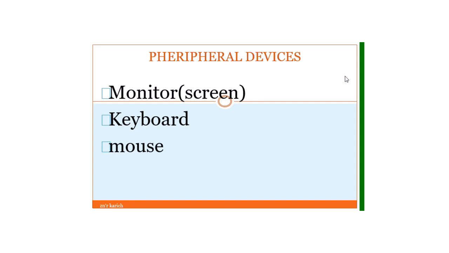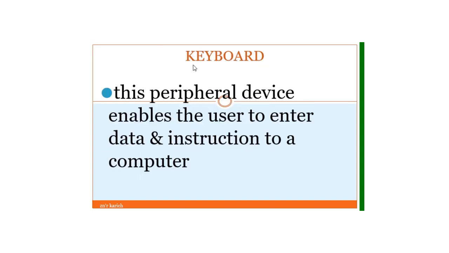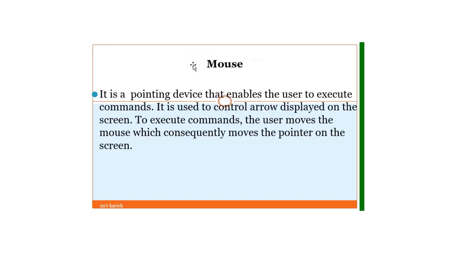The peripheral devices include things like the monitor on the screen, the keyboard, and the mouse. We have an example of a keyboard and mouse in this case. The keyboard is a peripheral device that enables the user to enter data and instructions into the computer through typing. You have to press the keys for you to enter information or instructions into the computer.